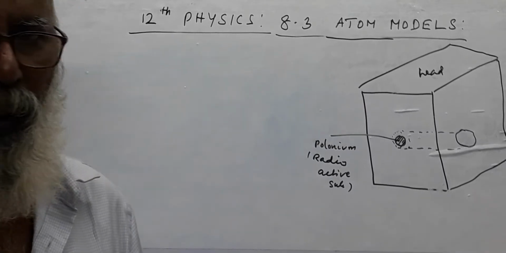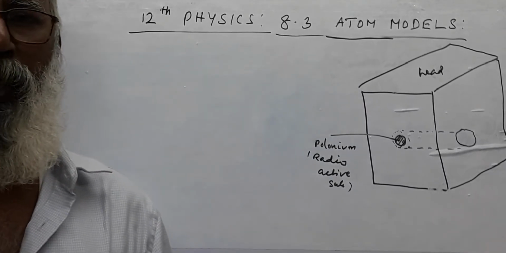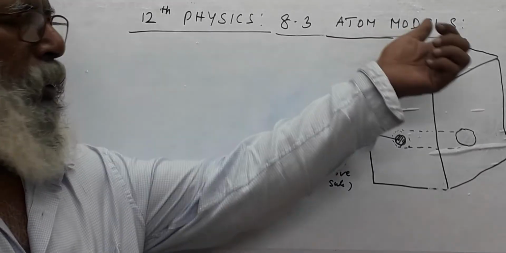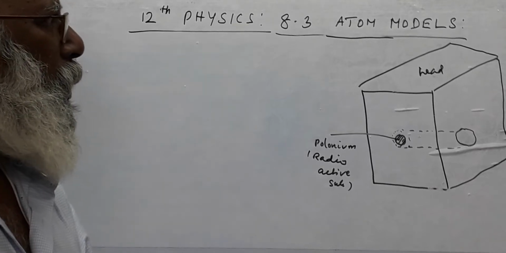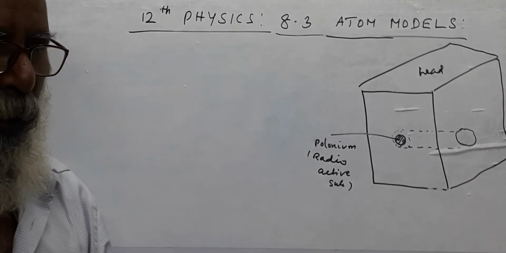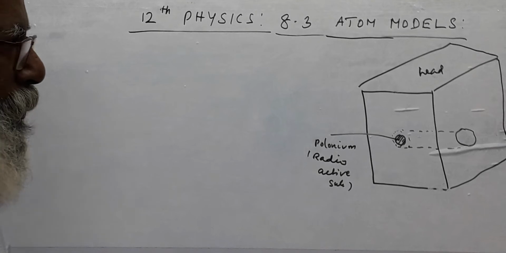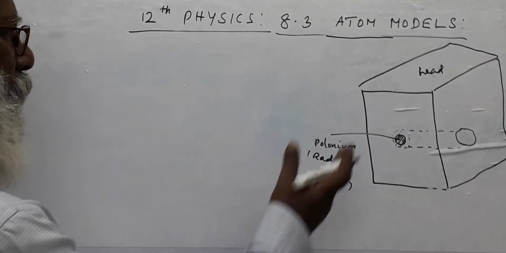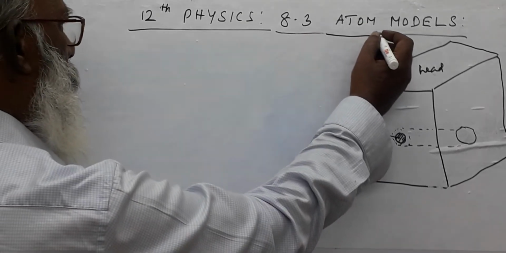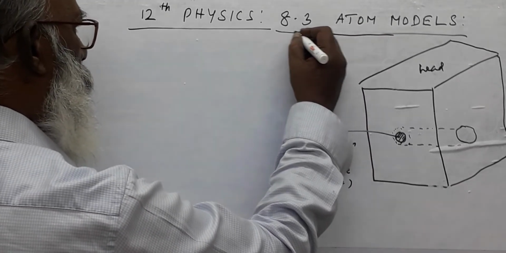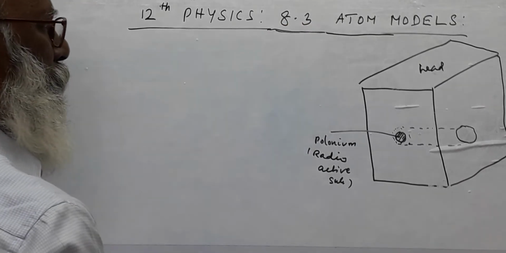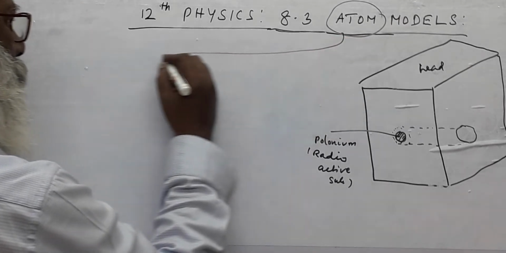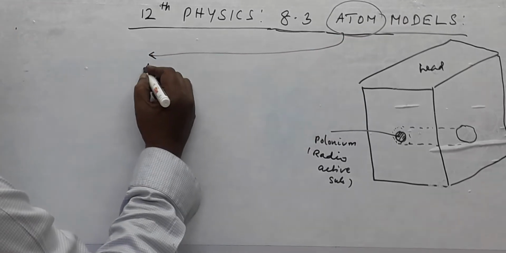In Physics second volume, 12th standard, Atom Models 8.3, Atomic and Nuclear Physics. Many scientists are discussing the atom model to explain the structure of the atom. Before that, we must be clear about what an atom is.